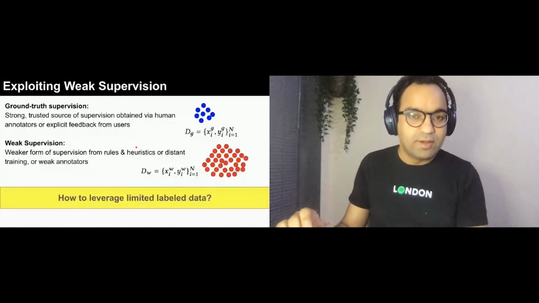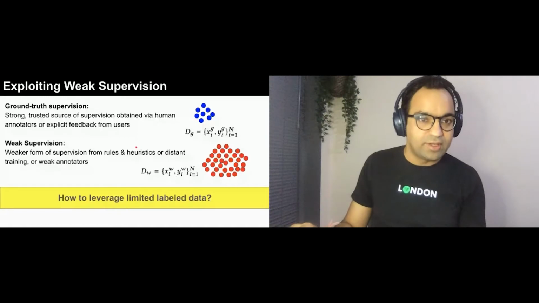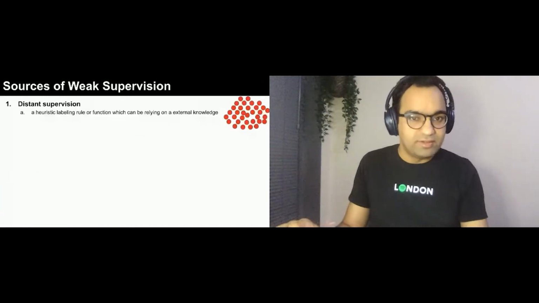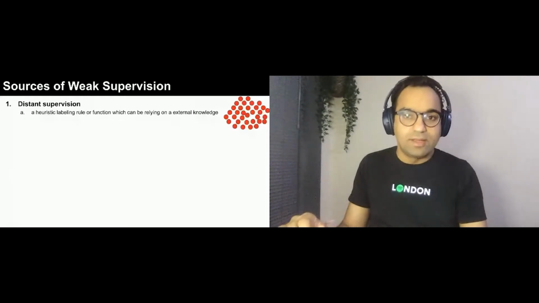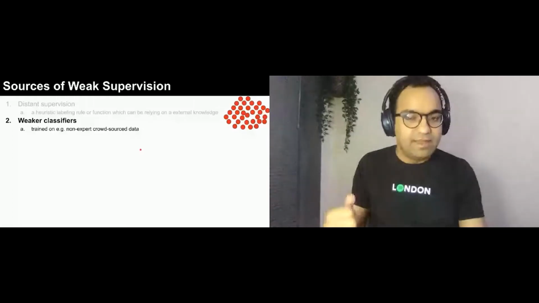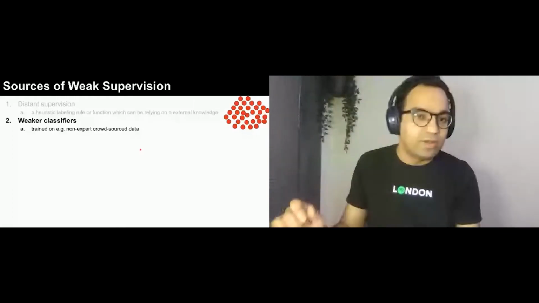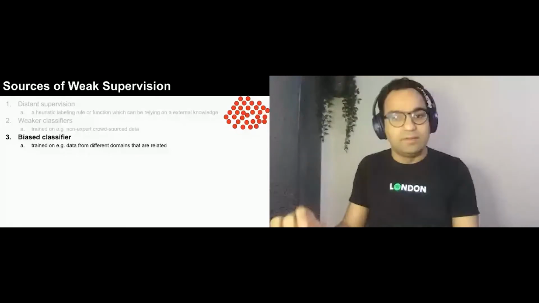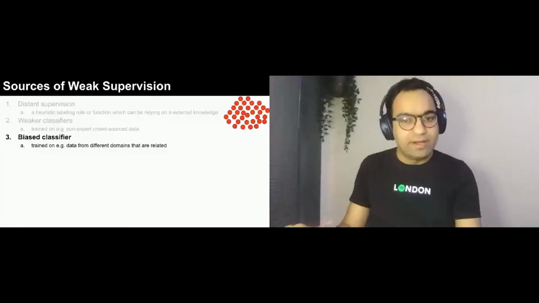Let's briefly look at what types of weak supervision we are talking about. It could be distant supervision, where often you have heuristic labeling rules which you rely on to label some data you might have. Or they might be weak classifiers, trained on non-expert crowd data. They could be biased classifiers trained on data from some other different domains, but maybe related.